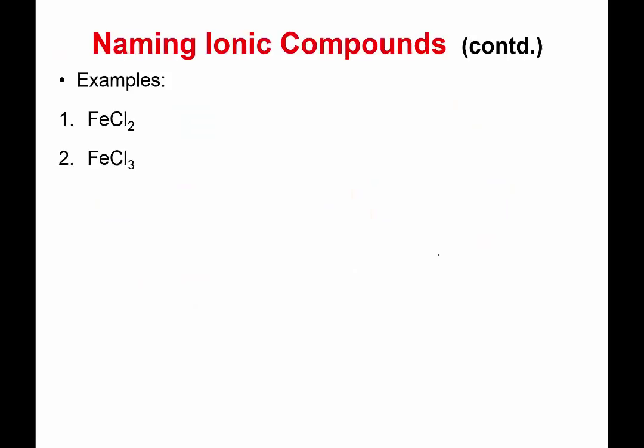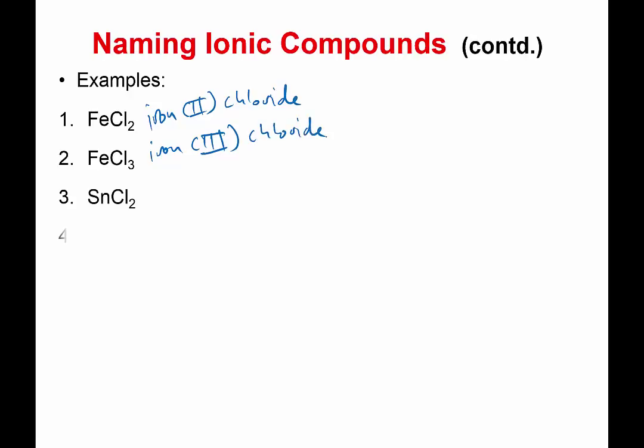Okay, let me do a few more examples. So iron makes 2 compounds with chlorine, FeCl2 and FeCl3. Now we can't just say iron chloride because that wouldn't tell you which of these compounds it is. So again, we use the Roman numerals. So this first one is iron(II) chloride because the iron is +2 there, and then the second one, the iron is +3, so it's iron(III) chloride. And then in a similar way, tin can be +2 or +4, so SnCl2 is tin(II) chloride, and SnCl4 is tin(IV) chloride.